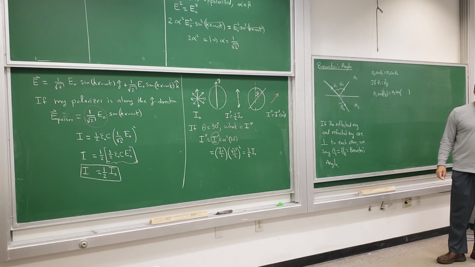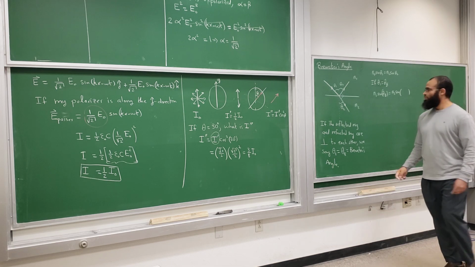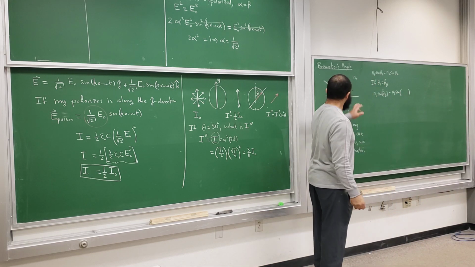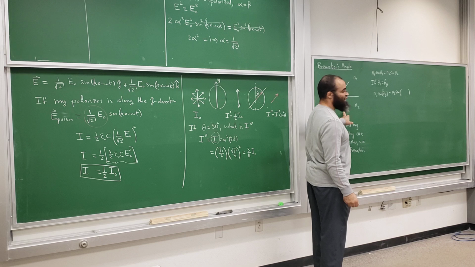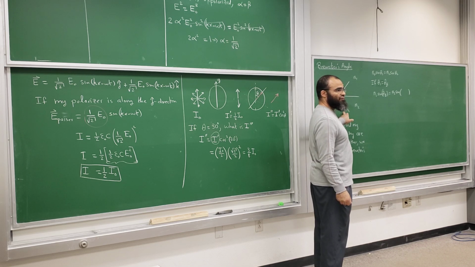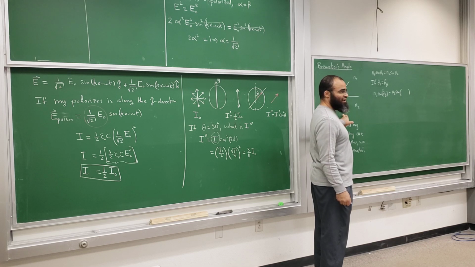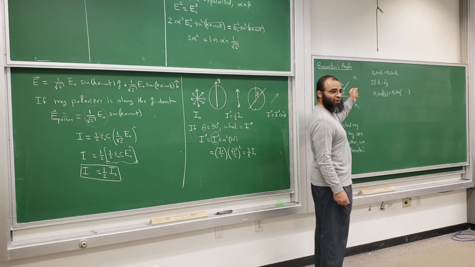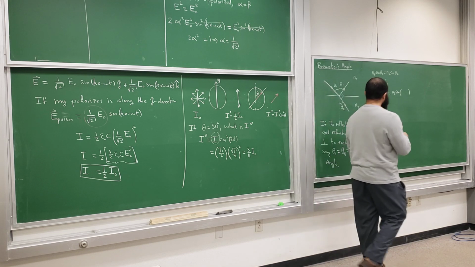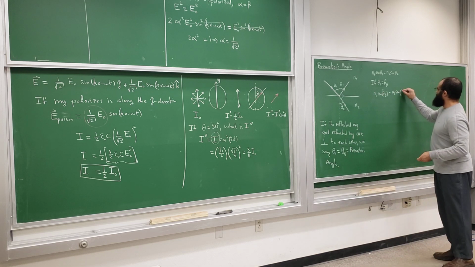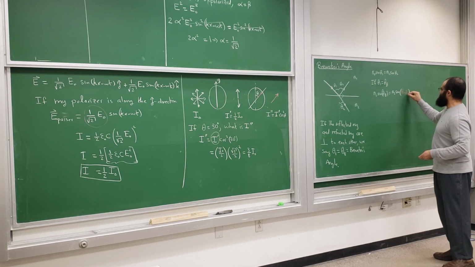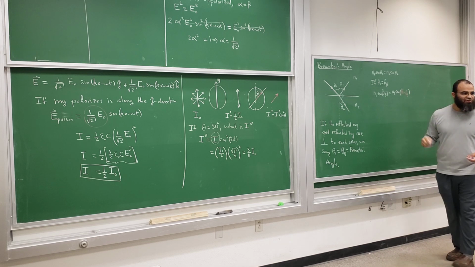But look at the geometry of the picture. What is theta 1 plus 90 plus theta 2? 180. Therefore, theta 1 plus theta 2 is 90, right? Therefore, theta 2 will equal 90 minus theta 1. So here I'm going to replace this. Theta 2 will equal 90 minus theta 1, and theta 1 we're just calling Brewster's angle, because that's when this happens.